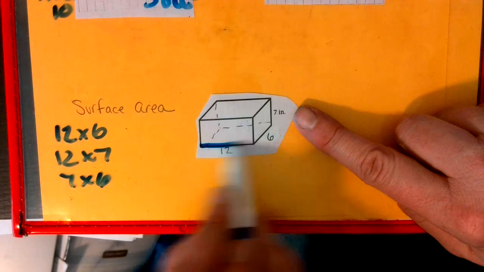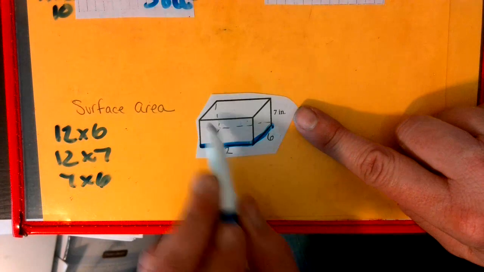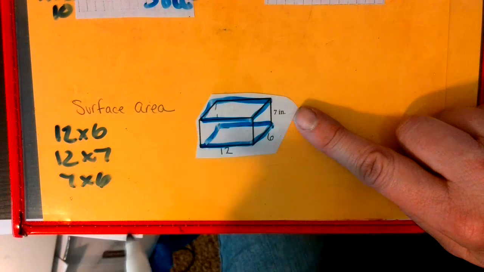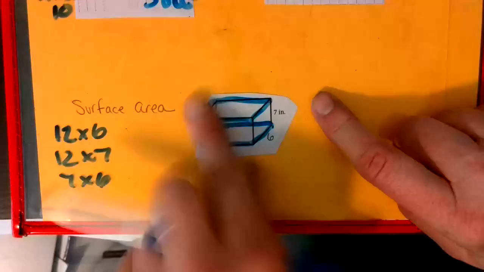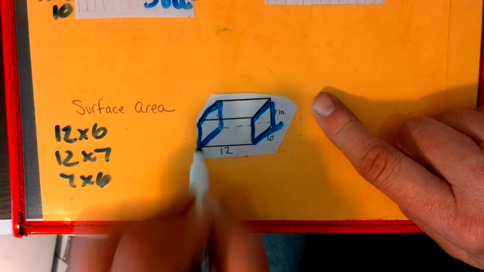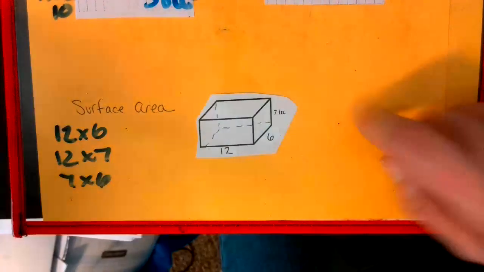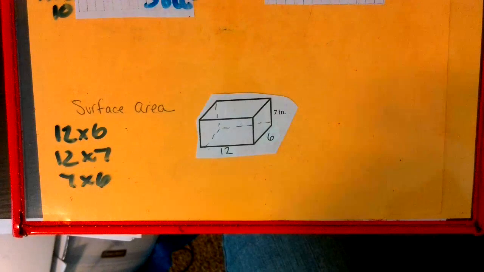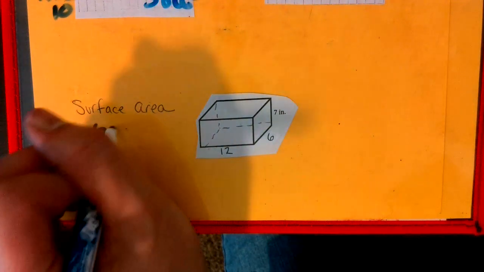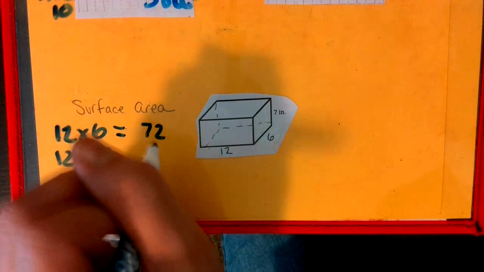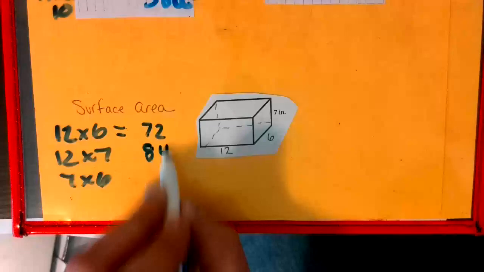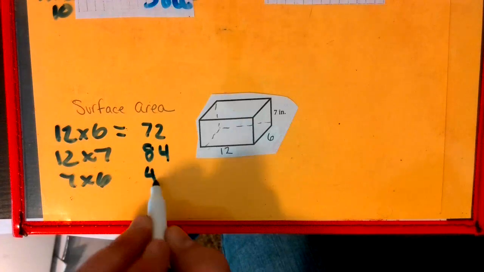So when we have a 12 by 6 bottom, we also have, see that bottom? We also have that same shape on top. So I need 2 of each of these. When I have the 6 by 7, that's that side. That's also that side. Okay? And same with this. So we're going to do the 12 times 6, which is 72. And then you can multiply that by 2. And then we have our 12 by 7, which is 84. And our 7 times 6, which is 42.